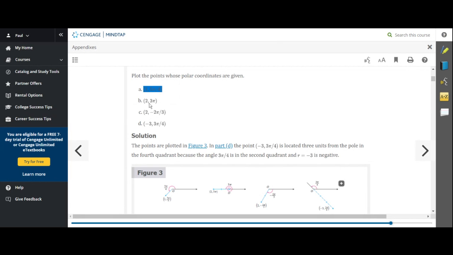Let's look at B. On B, you have the polar coordinate 2, 3 pi. So I like to do the angle first and then measure the radius. So 3 pi, we know pi is 180 degrees. So 3 times pi would be 540 degrees. Okay, 3 times pi would be 540 degrees.